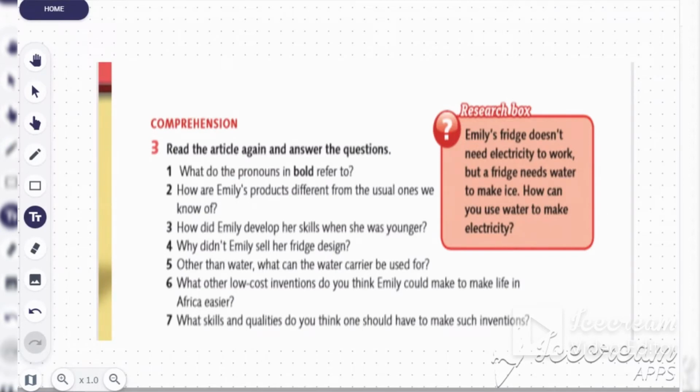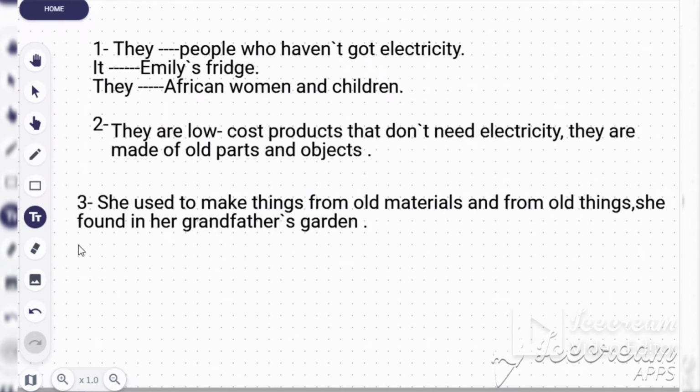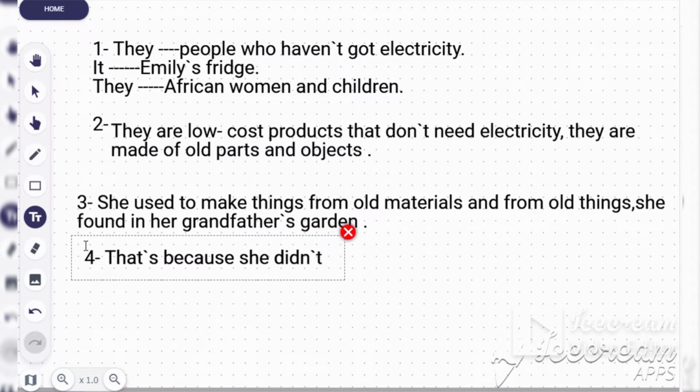Four. Why didn't Emily sell her fridge? Why didn't she sell her fridge? She didn't want money. That's because she didn't want to make a profit. She gave the design to people in Africa instead. So she didn't want money. That's because she didn't want to make a profit, or she didn't want to make استثمار, okay? Profit.